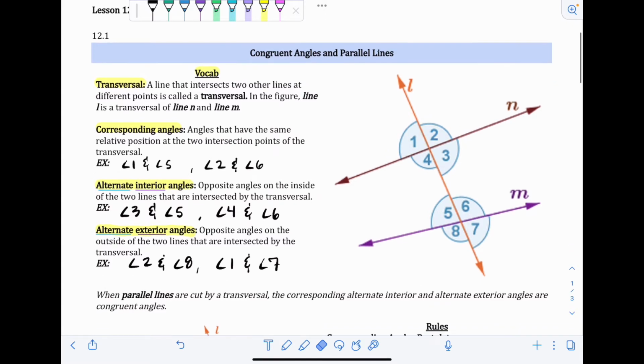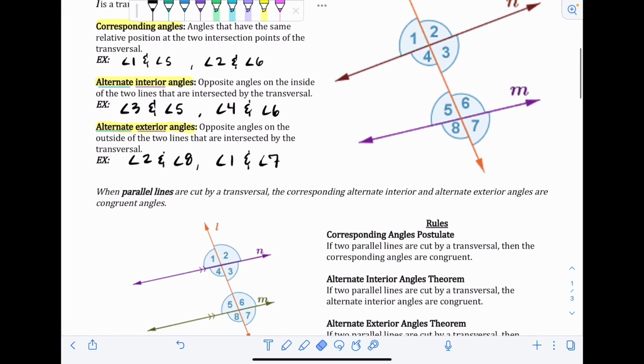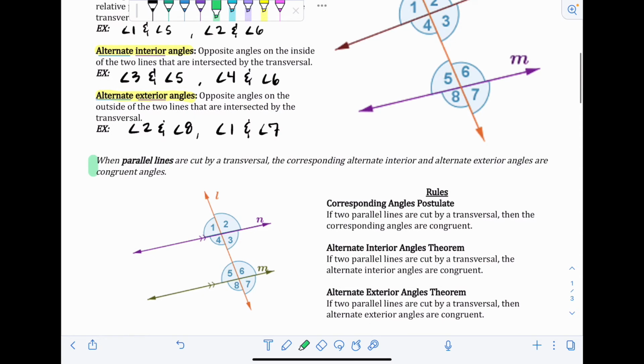So moving down to the next section, this part that's kind of snuck in here in italics, I haven't said that word out loud in a really long time, but the sideways writing for lack of a better term. Okay, anyways, the next part says when parallel lines are cut by a transversal, the corresponding, alternate interior, and alternate exterior angles are congruent angles. So that's a lot to dissect.